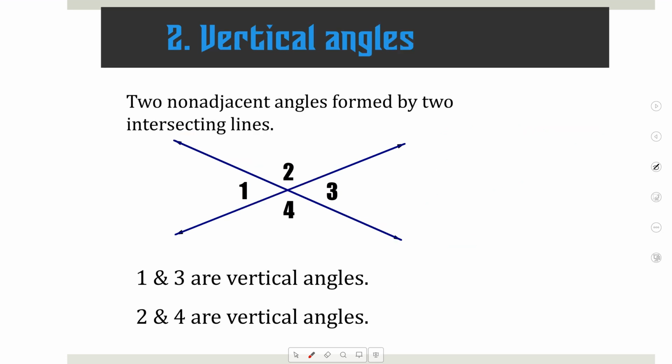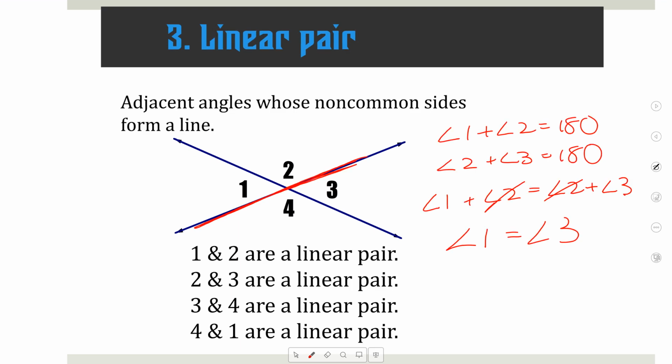So let's go back to this slide. You might want to put a note on that one, that the vertical angles are always congruent to each other. Angle 1 is congruent to angle 3. Angle 2 is congruent to angle 4. Then on that one, you want to make a statement that linear pairs always add up to 180 degrees. We'll use that for some calculations in the next slide.